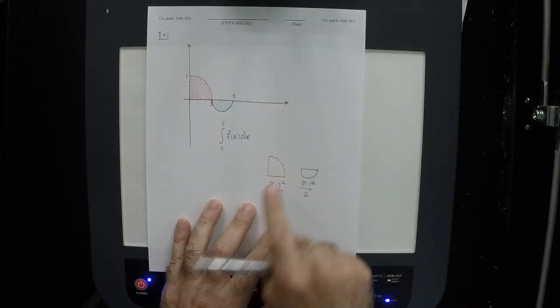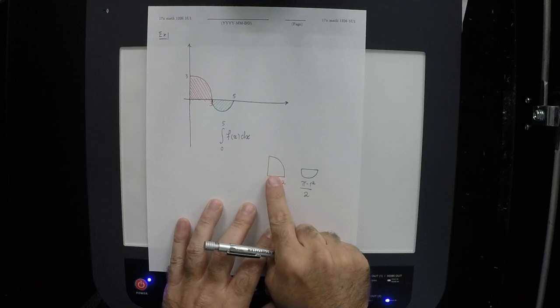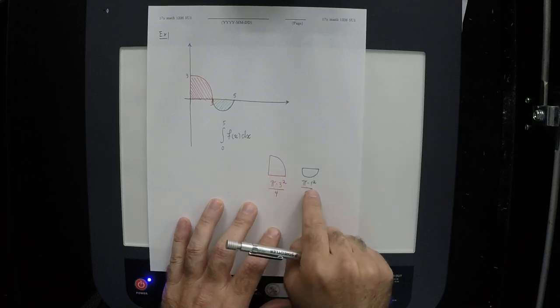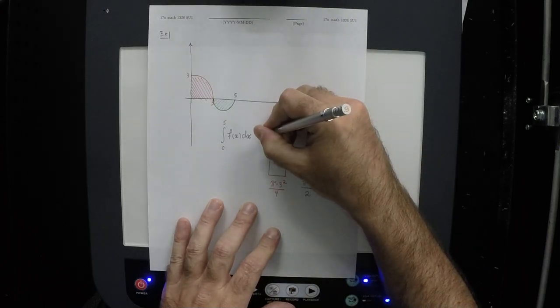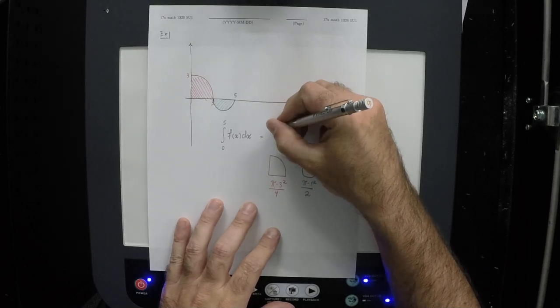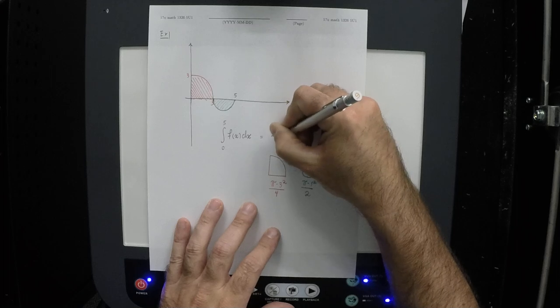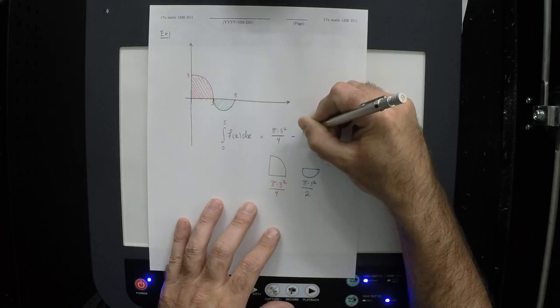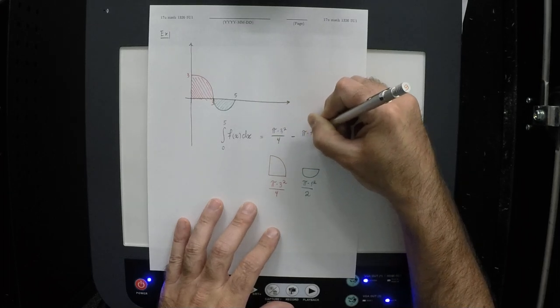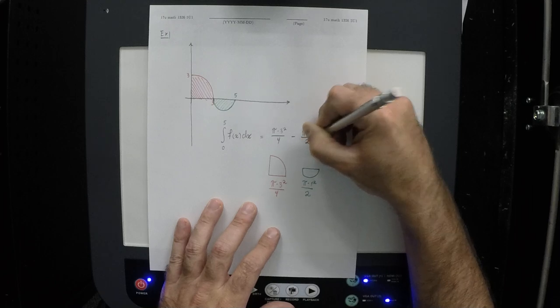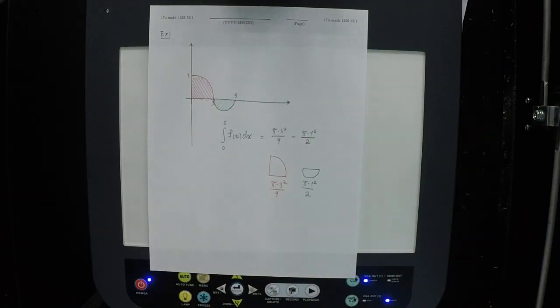So it'll be the red part and then minus the green part. So this will be pi times 3 squared over 4 and then minus pi times 1 squared over 2. Because the red part is counted as being positive, and the green part counted as negative.